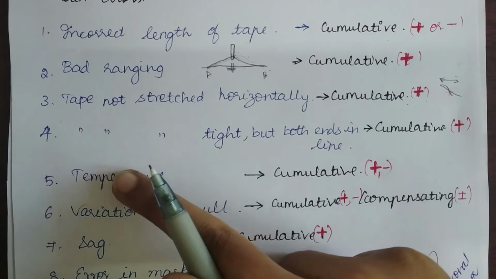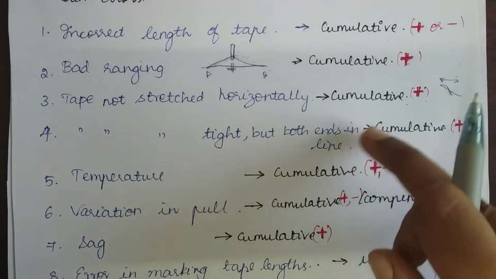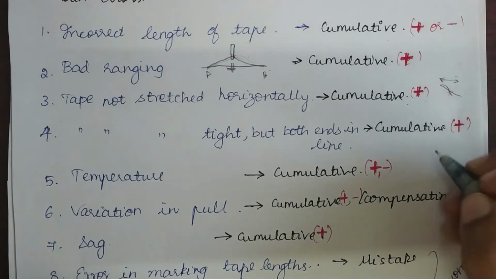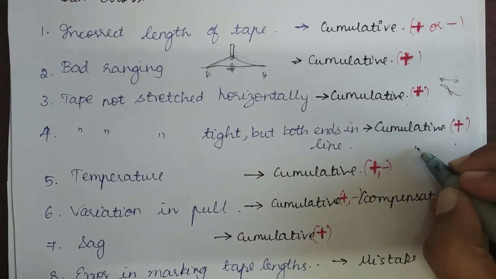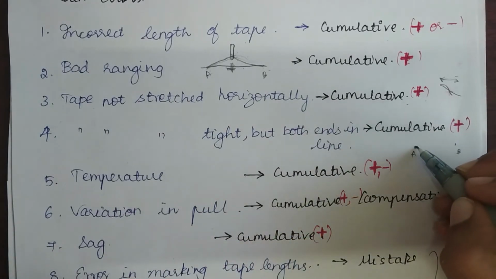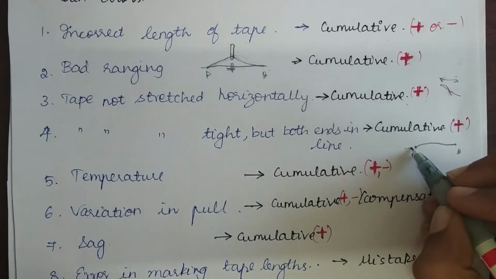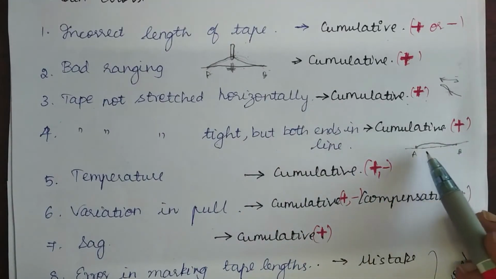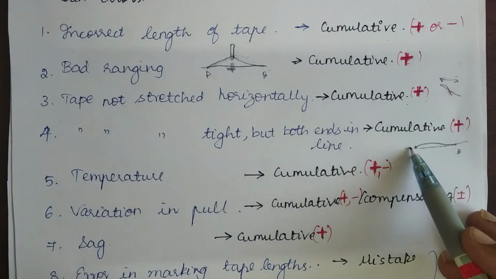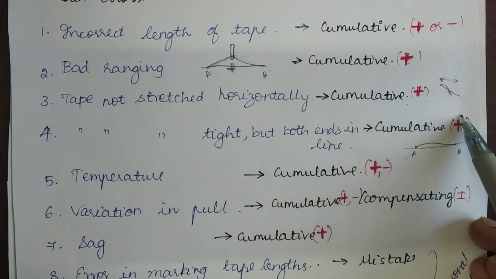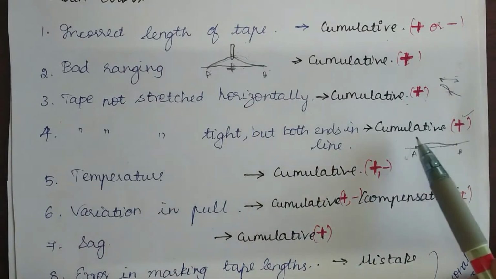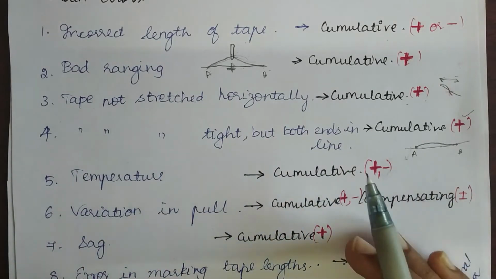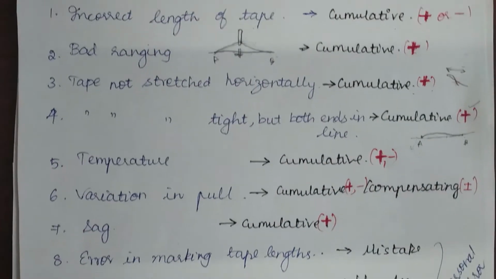And the next is, the tape is not stretched tight, but both the ends are in line. In this case, we can imagine that these are my points, and the ends of the tape are in my points, but it is not stretched tight. So the tape is going to be somewhat like this, away from the original line. So in this case also, I am going to measure a distance greater than the distance that is supposed to be measured. So that is a positive error, and my error is also cumulative because it tends to accumulate with every reading. Next is temperature.